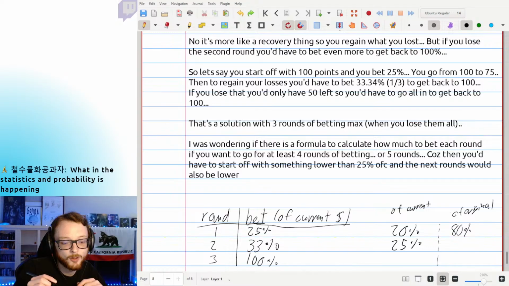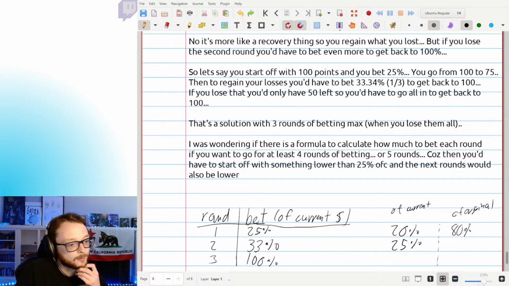because that's $25. And if you lose that, you're down to $50 and you have to go all in. And he's asking about this kind of sequence of percentages. Like, how can we calculate it for an arbitrary bet, I guess? And so I'm trying to work out a few cases and just see if I can spot the pattern.